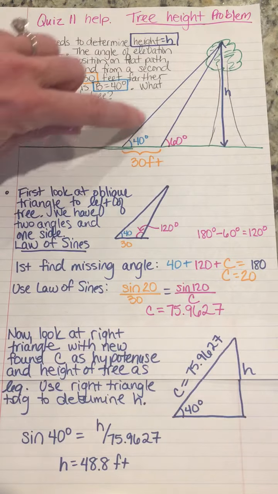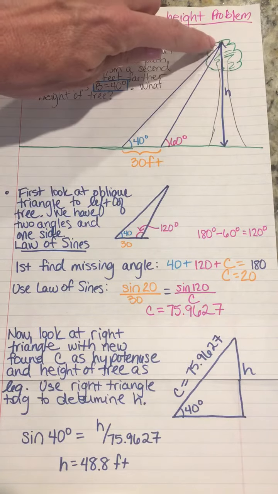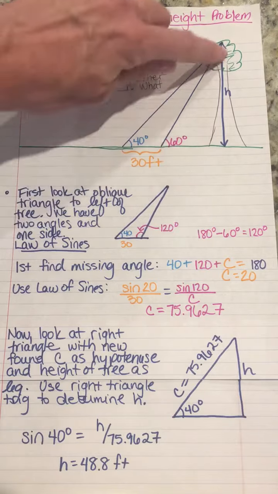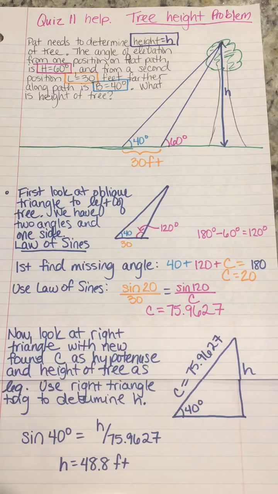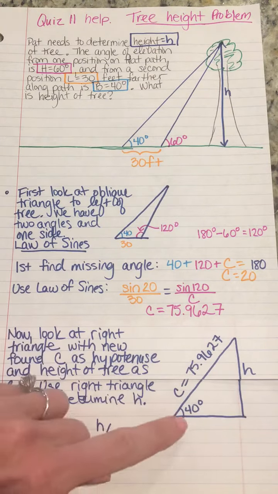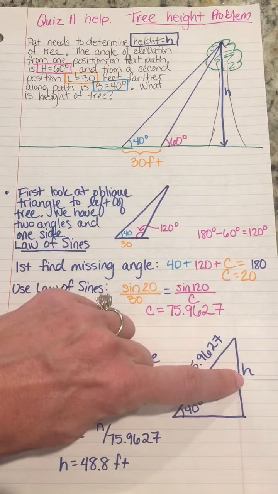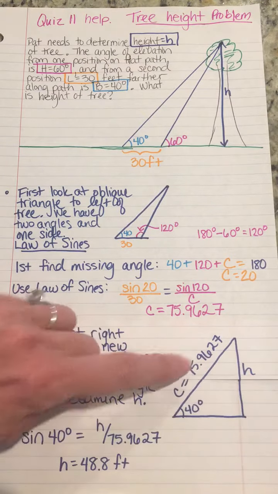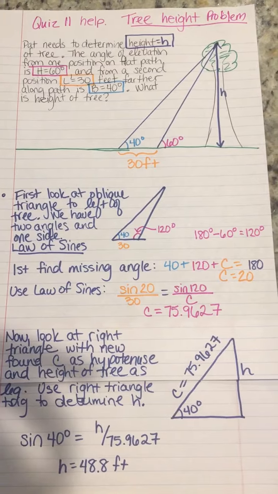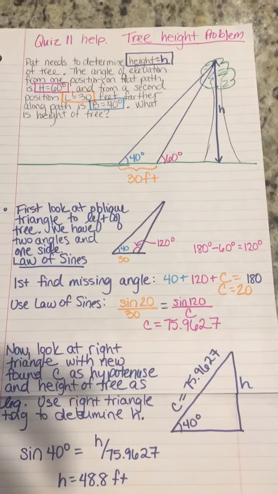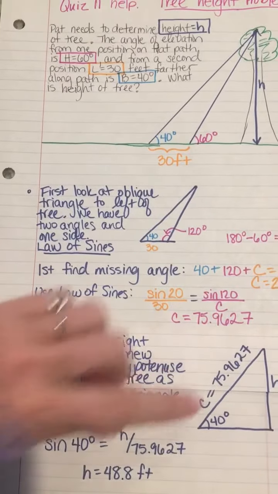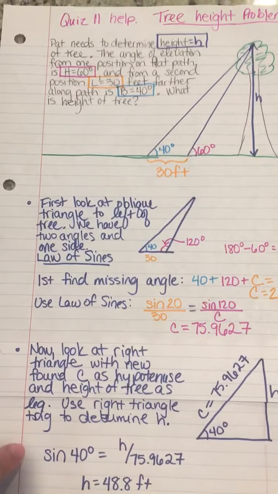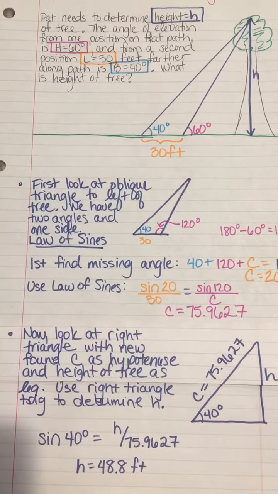Now you have this distance here. So we're going to set up a right triangle, see it, to find the height. So I have this right triangle with my new C as the hypotenuse. It's still 40 degrees, and I can find my height. Sine is opposite over hypotenuse, so I just say the sine of 40 is H over, and I'm going to move this down a little bit, is H over my newfound C. So once I solve for this, my H is 48.8 feet.